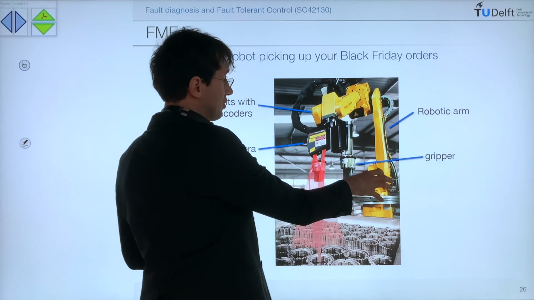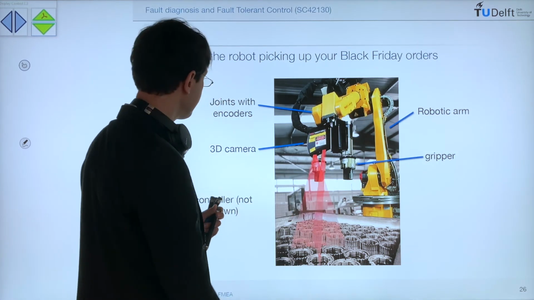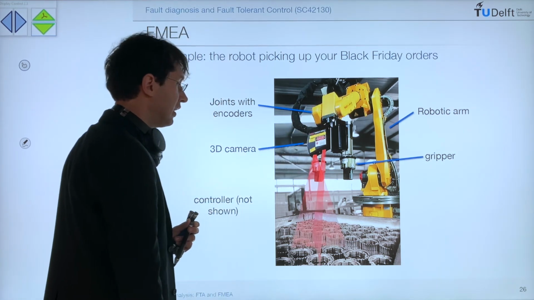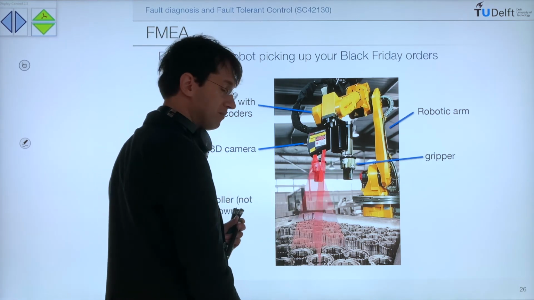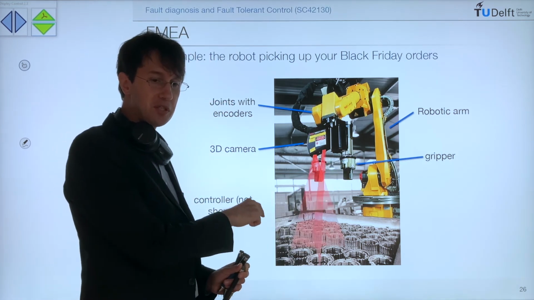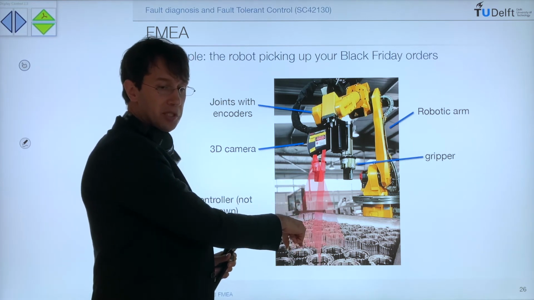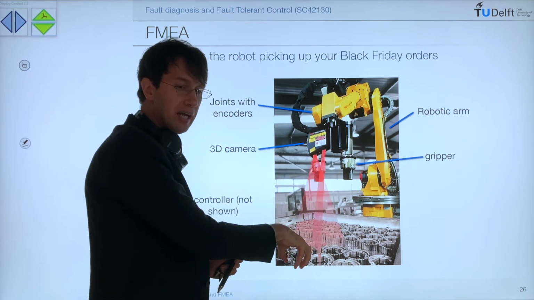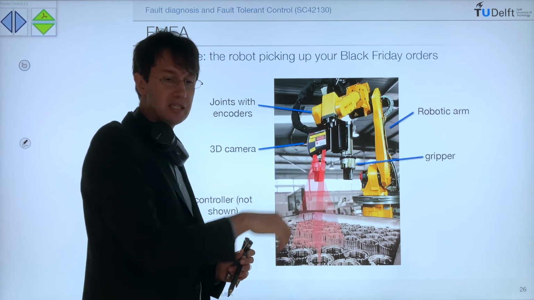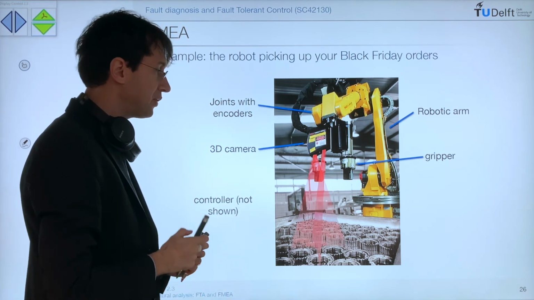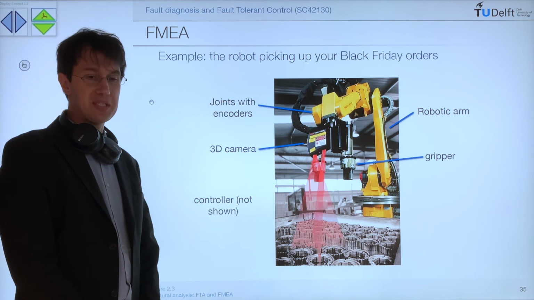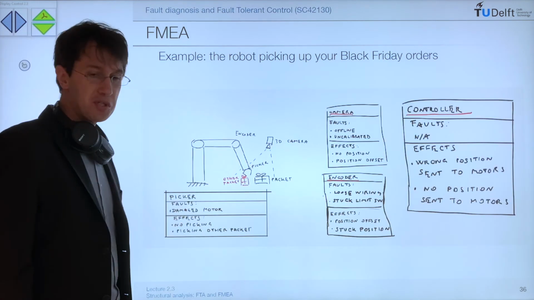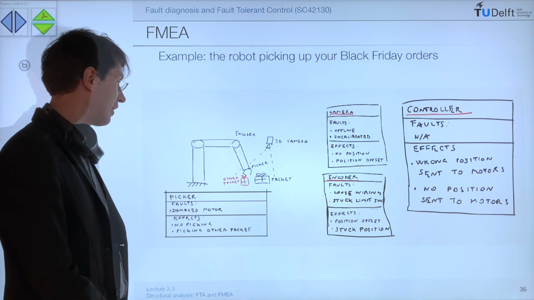By using motors in the robotic arms as actuators, by using encoders in the joints as further sensors, and by using a gripper as another actuator, the robot can position itself on top of an object it wants to pick up, move down, close the gripper, and pick up the object and put that in some other place. So if we want to do an FMEA on this robot, we can start by considering all the possible faults and effects that we can have.